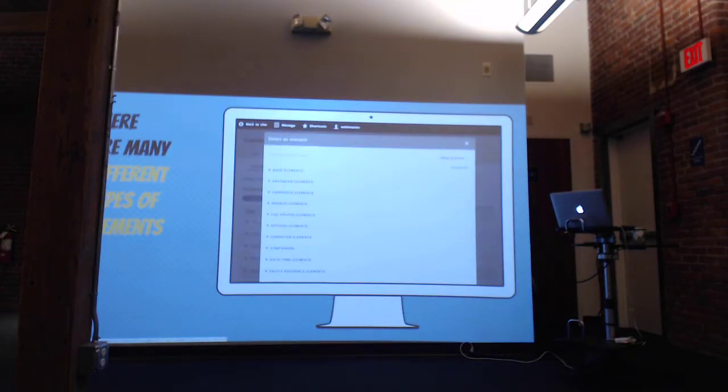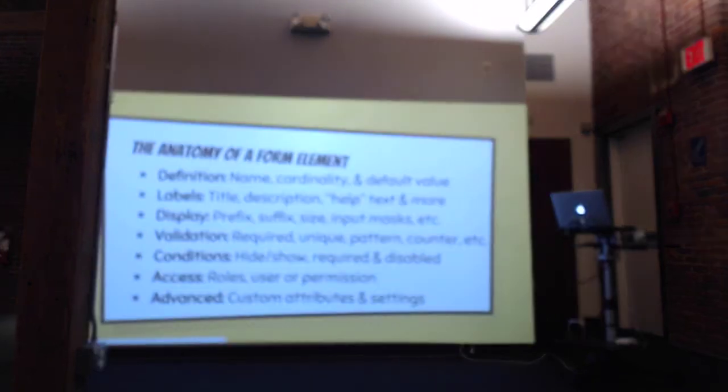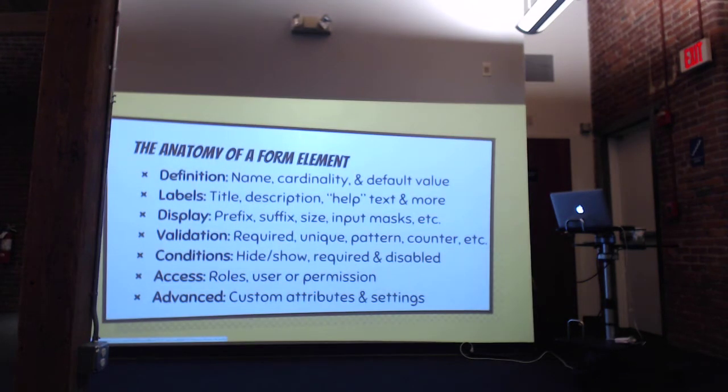And there are just many different types of elements available, and we'll go through some of these. The kitchen sink is also organized in these categories. And then the anatomy of a form element. I broke it down into these sections, and the user experience is very close to this. It's where you're defining your element, your name, the cardinality, whether it's multiple value, the default value. And then there's a lot of availability of tweaking the labels, the title, the description, the help text, and more.